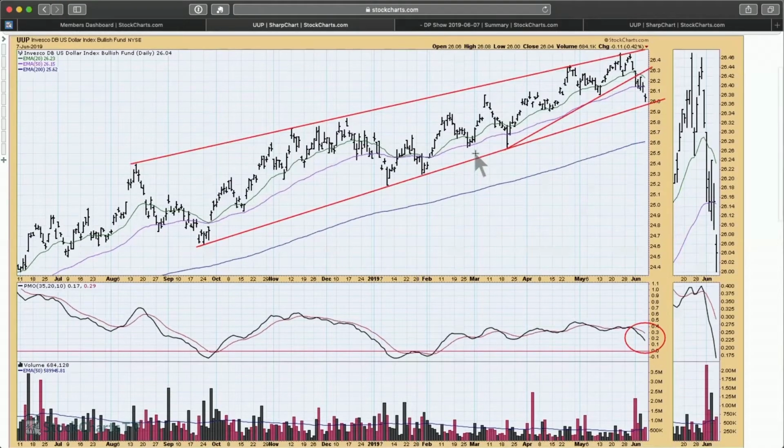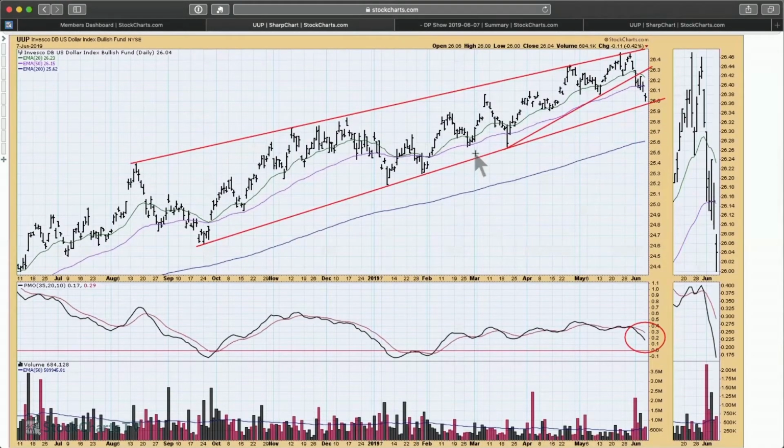Okay, you can see where the dollar this week has broken down from a smaller rising wedge and now is about to challenge the bottom of the larger rising wedge.